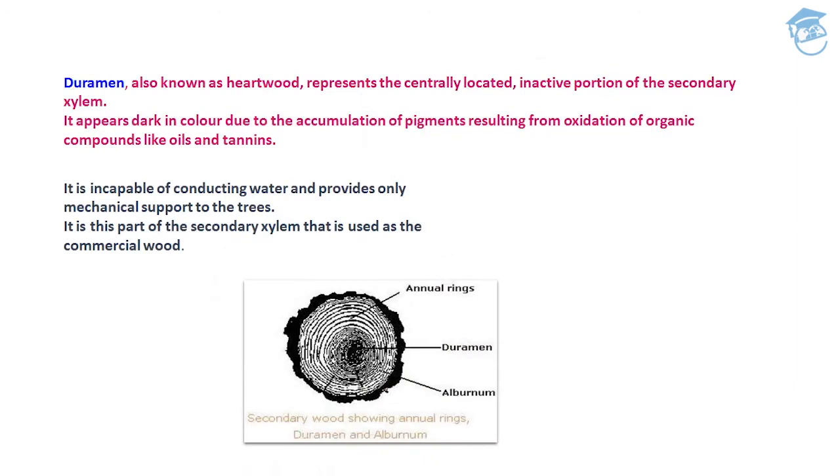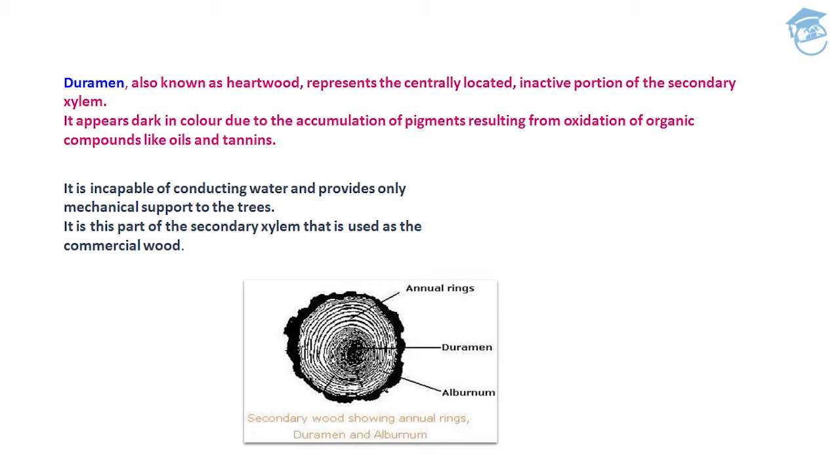Now what is duramen? Duramen is also known as hardwood. See, this centered one is called hardwood. It represents the centrally located inactive portion of the secondary xylem. So this is the inactive portion of secondary xylem and it is centrally located. It appears darker in color due to the accumulation of pigments that results from the oxidation of organic compounds like oil and tannin and resins.